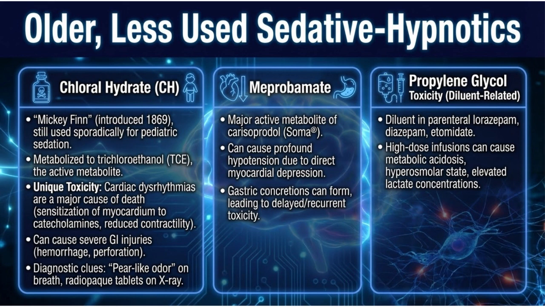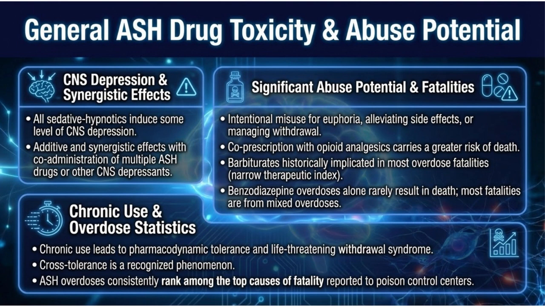A couple of clinical clues for that one: a pear-like odor on the breath, and the tablets can sometimes be seen on an X-ray. And the more modern, unique toxicity, the one that comes from the IV fluid itself. Right, propylene glycol toxicity. It's the diluent, the carrier fluid, in IV lorazepam and diazepam. When you have a patient in the ICU on a high dose, continuous infusion, which happens a lot. It does. That diluent can build up and get metabolized into acids, causing a really severe metabolic acidosis and a hyperosmolar state. It's a tricky diagnosis if you're not thinking about the diluent. So you have to look past the drug itself.